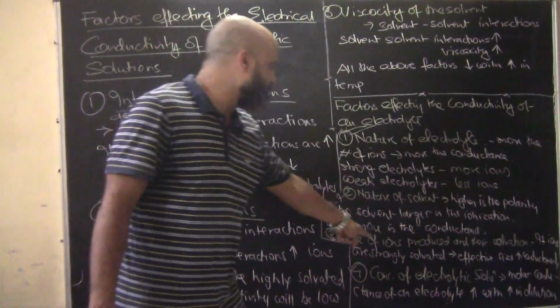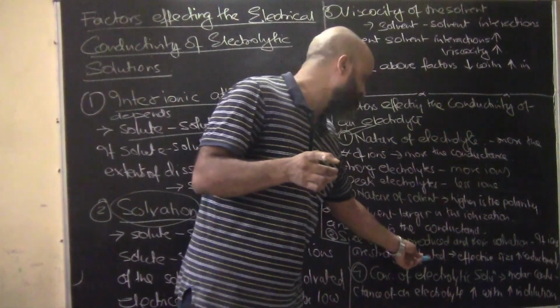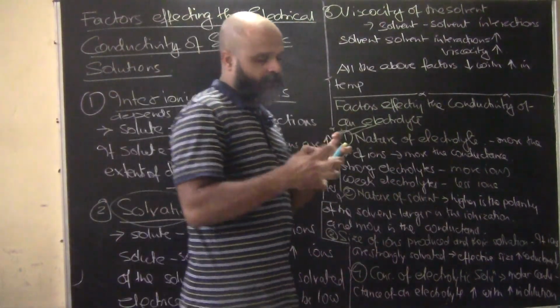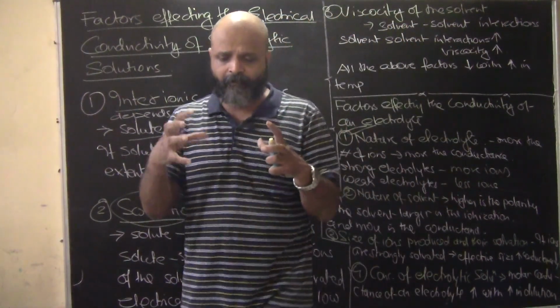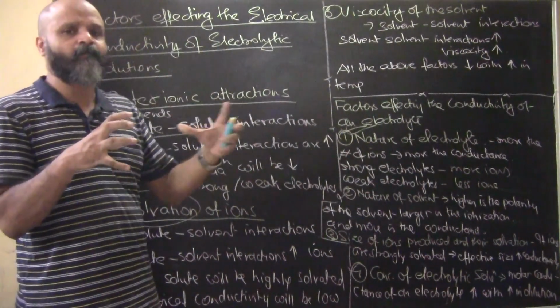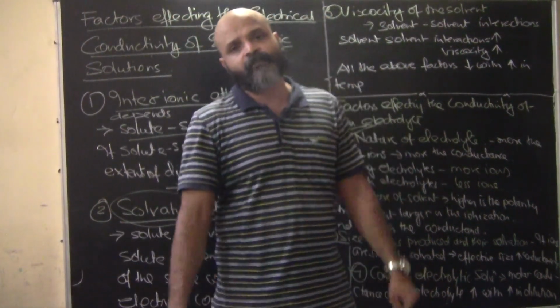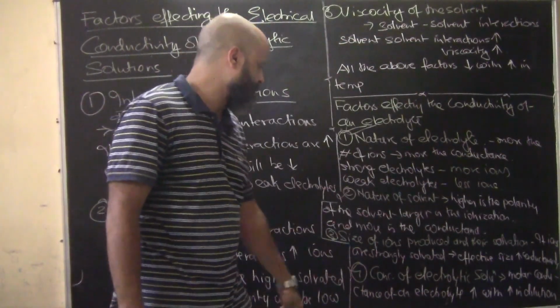Okay, size of the ions produced and their solvation. If the ions are strongly solvated, the effective size will increase. Basically what will happen is, if the solute particles interact more with the solvent particles, their size is going to increase, and that will reduce the conductance. Okay, the effective conductance will basically decrease.